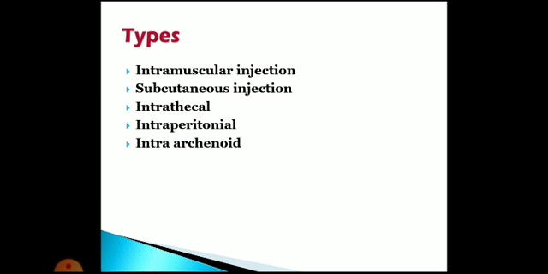There are so many types of injection. A few examples are intramuscular injection, subcutaneous injection, intrathecal, intraperitoneal, or intra-articular. These are a few types of injection which are used with the help of a syringe and a needle.